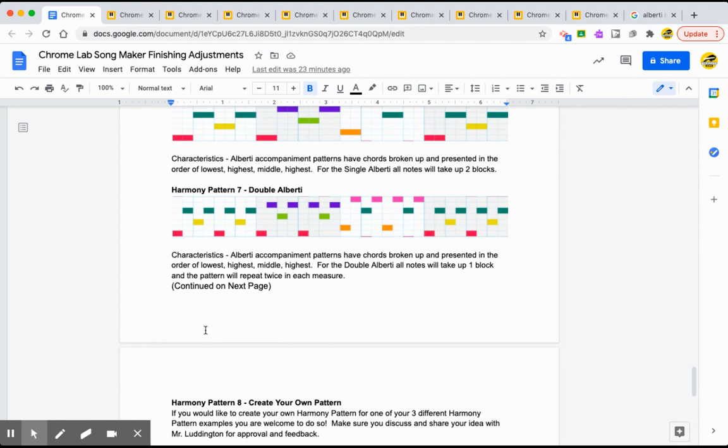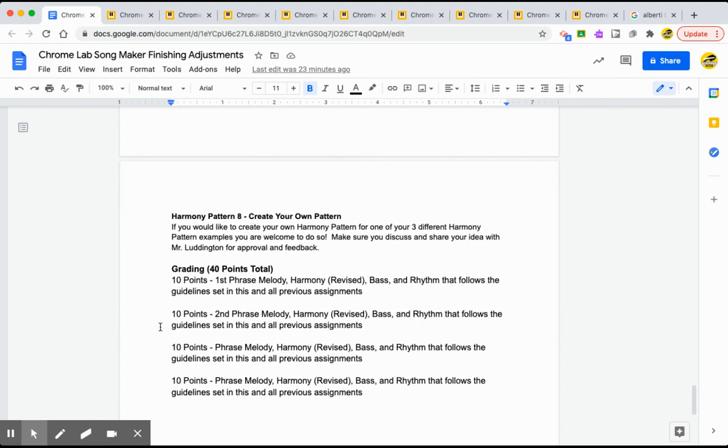Now, scrolling down here, this project, because it is the finished version of this, I've doubled the point values for each phrase because there is more going on here. So overall, grading is 40 points total for a phrase that includes melody, harmony, which you've revised for this, bass, and rhythm that follows the guidelines from all of our previous assignments. And of course, you're going to submit that in Google Classroom, and you're going to hold on to that link in your Google Doc where you've been storing all of your links thus far.